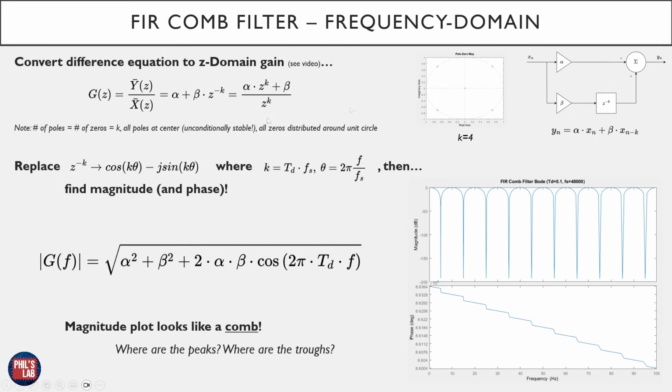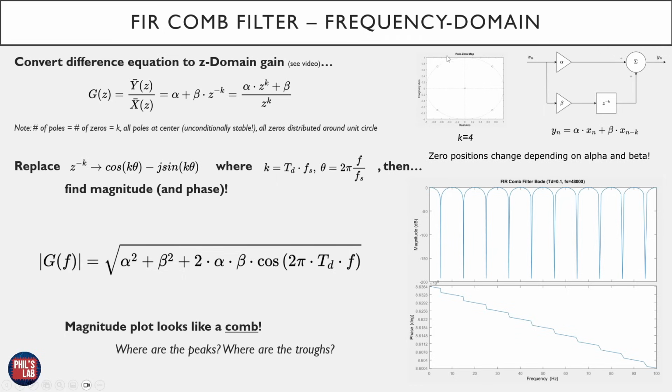Effectively, to get the frequency domain response, we need to convert our discrete time difference equation, the one you see at the top right here underneath the block diagram. We need to apply a Z transform and then convert that to gain and phase. Interestingly, once we take the Z transform, we can see that we have certain numbers of poles and zeros, and the number of poles is actually equal to the number of zeros, and that is equal to K. So how many sample delays we have increases the number of poles and the number of zeros.